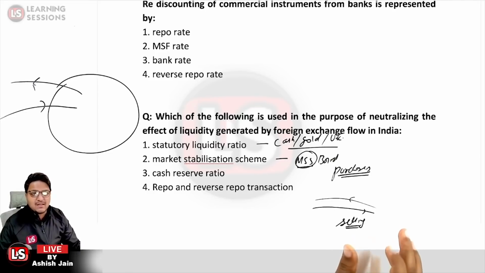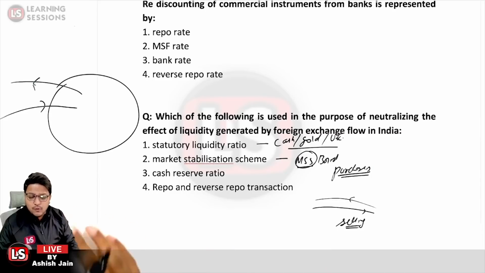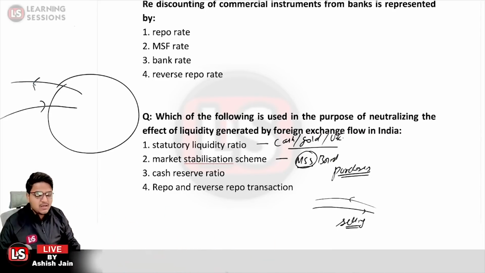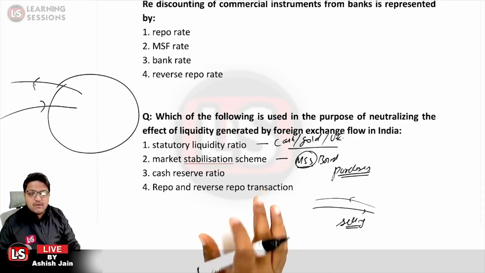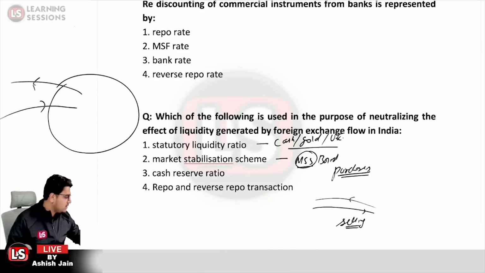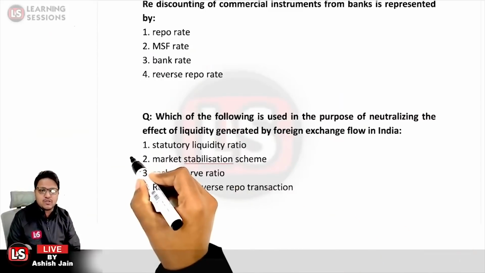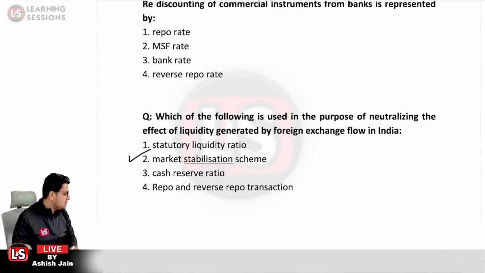So that is the main thing that was asked over here, so as to neutralize the effect of the liquidity generated. If there is excess liquidity or excess cash inflow from foreign resources, the Reserve Bank of India will start issuing the MSS bonds. Further, the cash reserve ratio I already told you about, and the reverse repo and repo rate you are already aware of. So the right answer over here is option B, the market stabilization scheme.